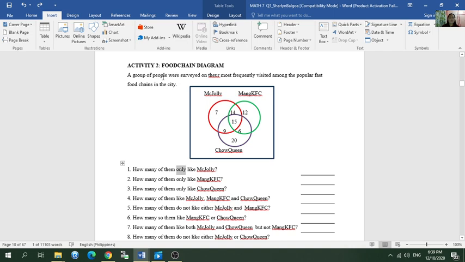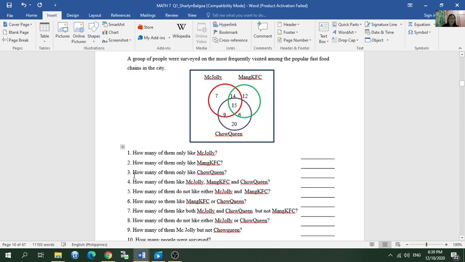A group of people were surveyed on the most frequently visited among the popular fast food chains in the city. So we have 3 sets, Mac Jolly, Mang KFC, and Chowquin. Okay. So for question number 1, how many of them only like Mac Jolly? So dito ka lang tumingin sa elements ng Mac Jolly pero do not include the intersections. Okay? Same true in Mang KFC.